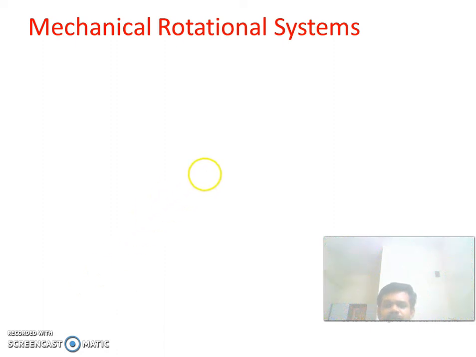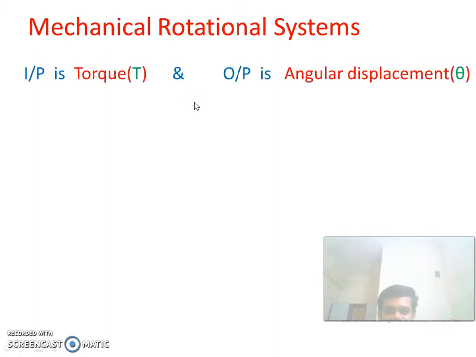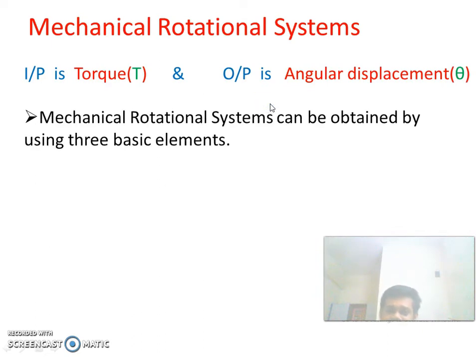Now we are going to see mechanical rotational systems. Initially we have seen mechanical translational systems. In the mechanical rotational system, the input is torque and the output is angular displacement. There is linear displacement in the translational system, and here it is angular displacement.